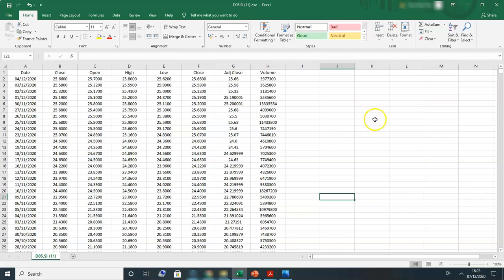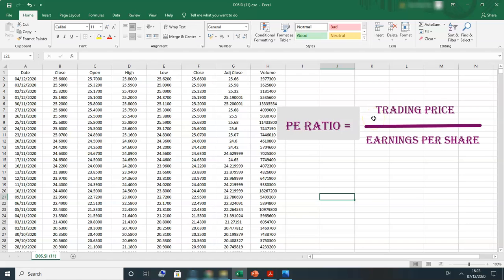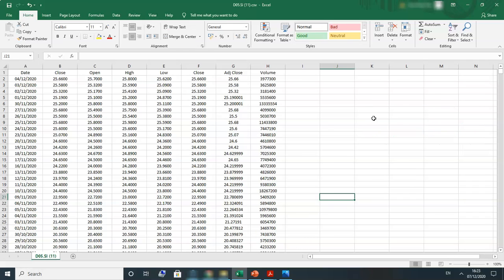As we know, PE ratio is defined as trading price divided by earnings per share. So in order to find out the trading price, we need to find out the average price for the whole year. So let us say we want to work on the year 2019.